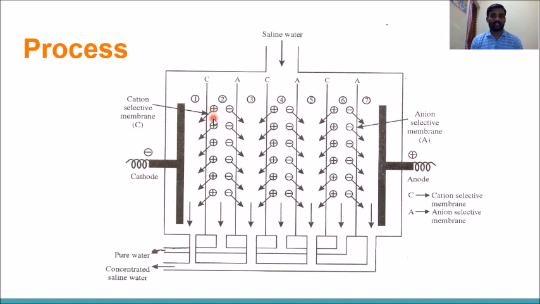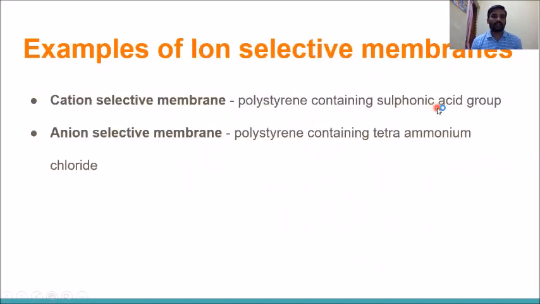The cations, the positively charged species, pass through the cation selective membrane, and the concentrated water will be collected at the bottom. Similarly, the anions move towards the anion selective membranes, and the concentrated saline water is collected at the bottom. In stages 2, 4, and 6, the anion and cation free water will be collected, which is called pure water.